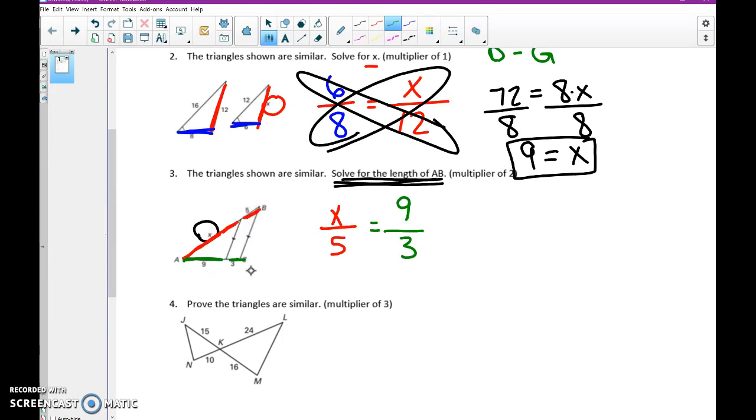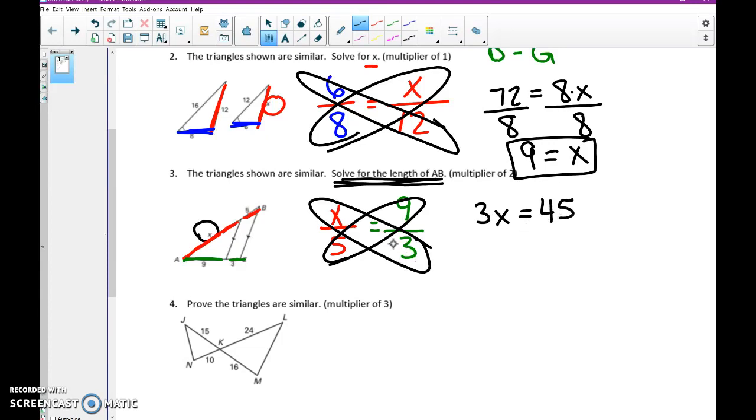As long as you're staying consistent, it's okay. You have a little freedom to do whichever one makes sense to you. Again, cross multiplying. So I have 3x equals 45. Again, 3 times x, they're in the same group. It's called cross multiplying for a reason. 9 times 5 is 45. If I want to get rid of the 3, I have to divide, which means x is equal to 15.